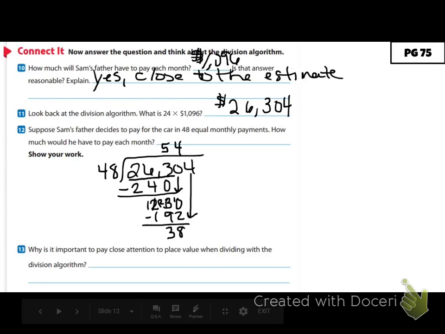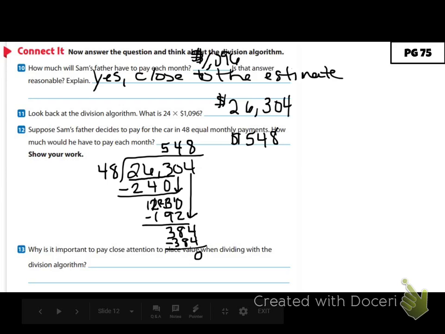Drop down the next number. So now 48 will go into 384. 8 times 48 is 384. We subtract and get 0. So the answer would be he would be paying $548 per month.